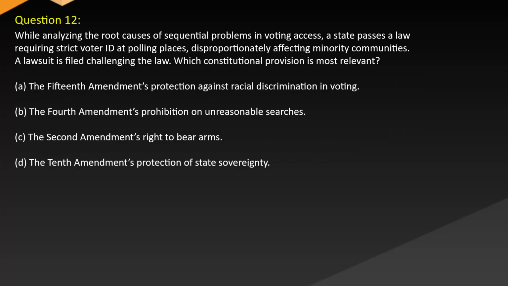Question 12. While analyzing the root causes of sequential problems in voting access, a state passes a law requiring strict voter ID at polling places, disproportionately affecting minority communities. A lawsuit is filed challenging the law. Which constitutional provision is most relevant? A. The 15th Amendment's protection against racial discrimination in voting. B. The Fourth Amendment's prohibition on unreasonable searches. C. The Second Amendment's right to bear arms. D. The 10th Amendment's protection of state sovereignty.